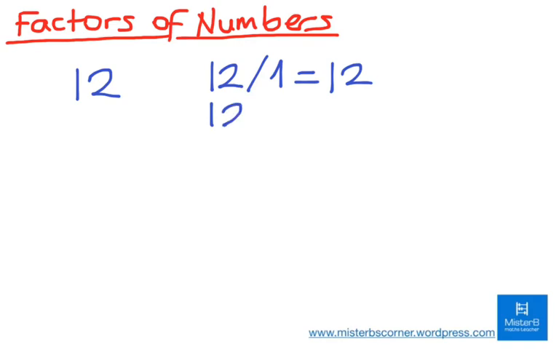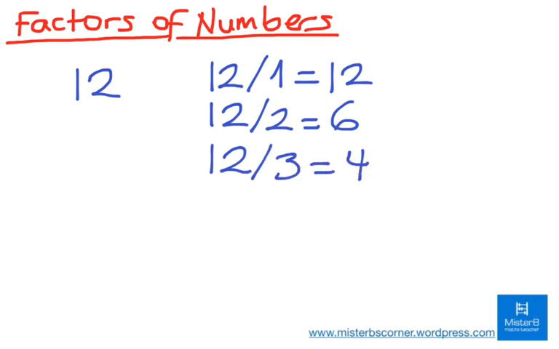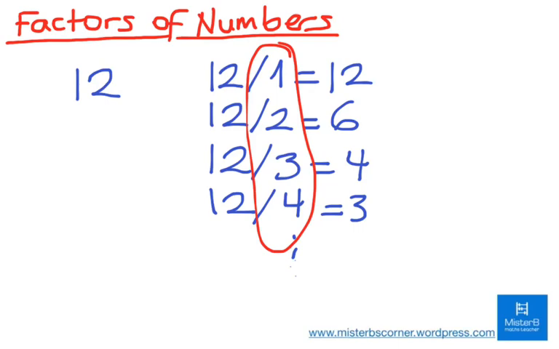I can divide 12 by 2, which is 6. I can divide 12 by 3, which is 4. I can divide 12 by 4, which is 3, and so on. Right? So, all these numbers that divide 12 are called factors.